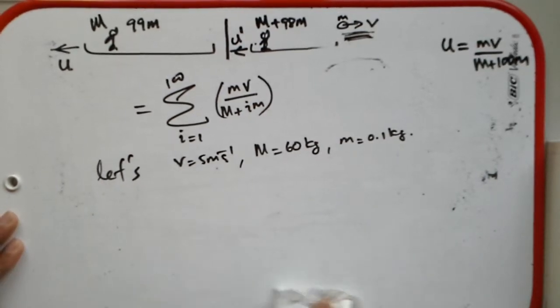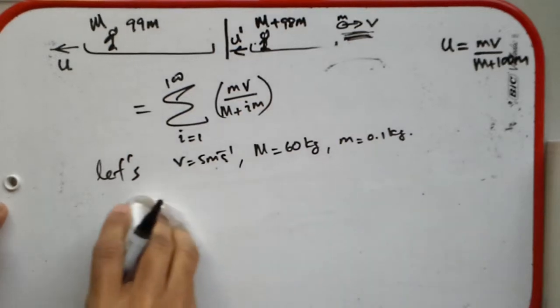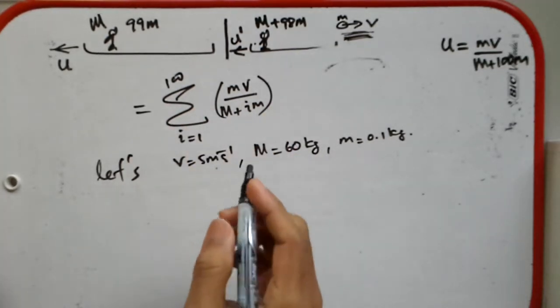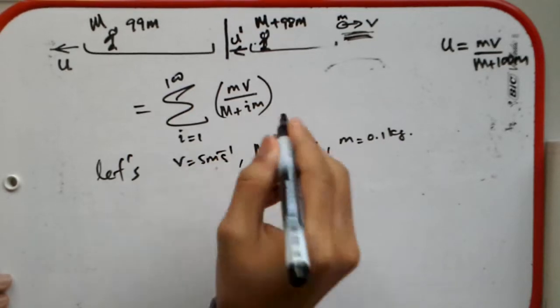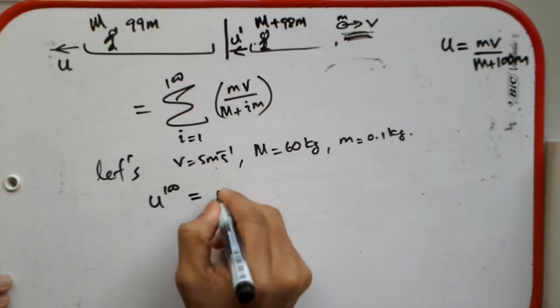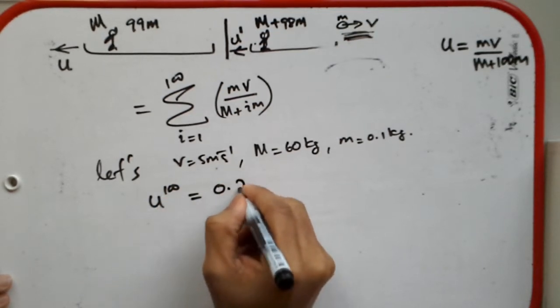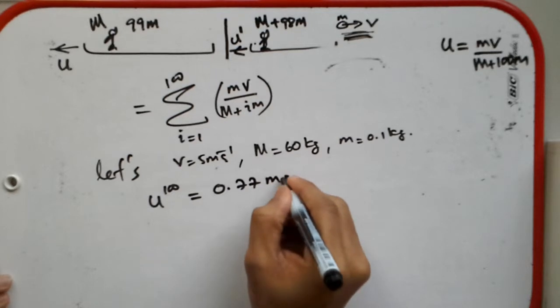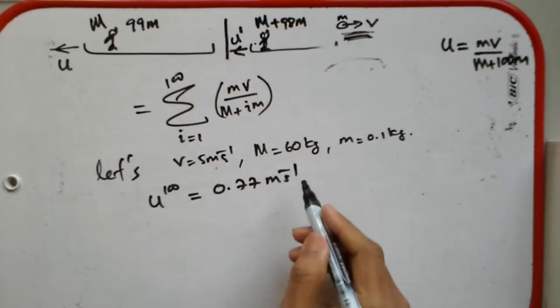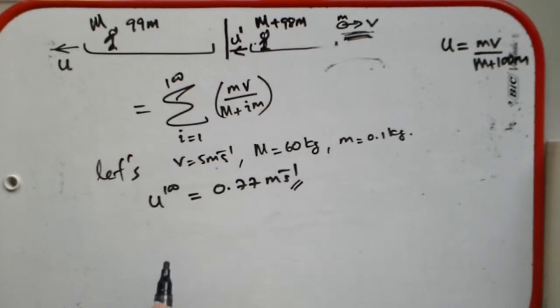You can use your calculator, or there are some online sites where you can substitute these values to find the summation. If you find it, you'll obtain u100 is very close to 0.77 meter per second. So if he throws the marbles one at a time, he will obtain this speed.